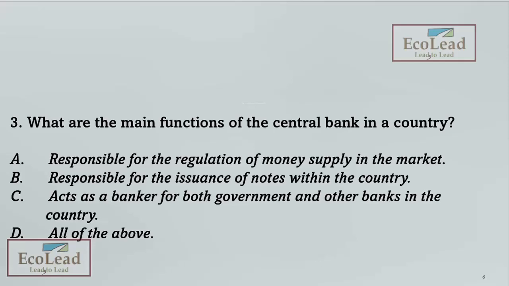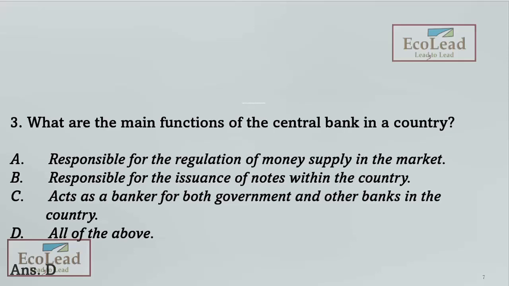Option C: acts as a banker of both government and other banks in the country. Option C is also correct. So, option D is saying all of the above. All of the above are correct. Yes, all of the above means all the options A, B, C are the functions of the central bank in a country. So let us look at the answer. The answer is option D.